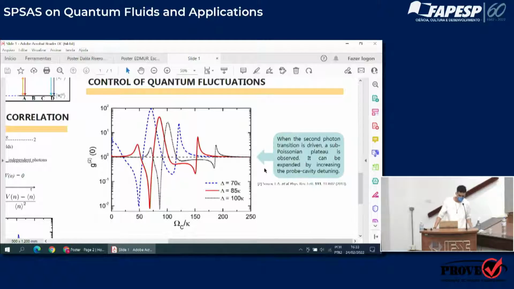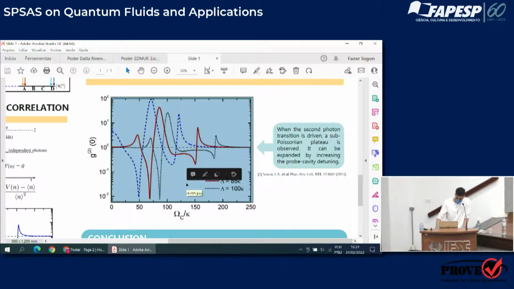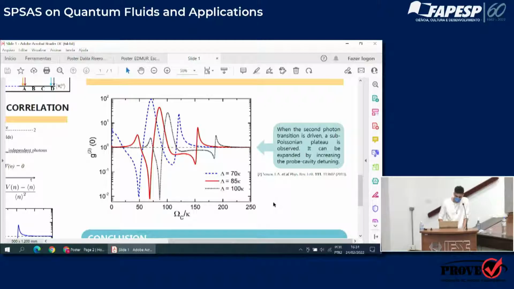Just so you understand what we're doing, this plot is our result, and this is the second order coherence function, which tells us, through the statistics, whether we are detecting the photons of the transmitted field from the cavity one by one, or a bunch of photons each time. There's a line: below this line we're detecting one by one, and above this line it is a bunch of photons each time. It's basically the anti-bunching and bunching effect, or in other words, quantum light and classical light.